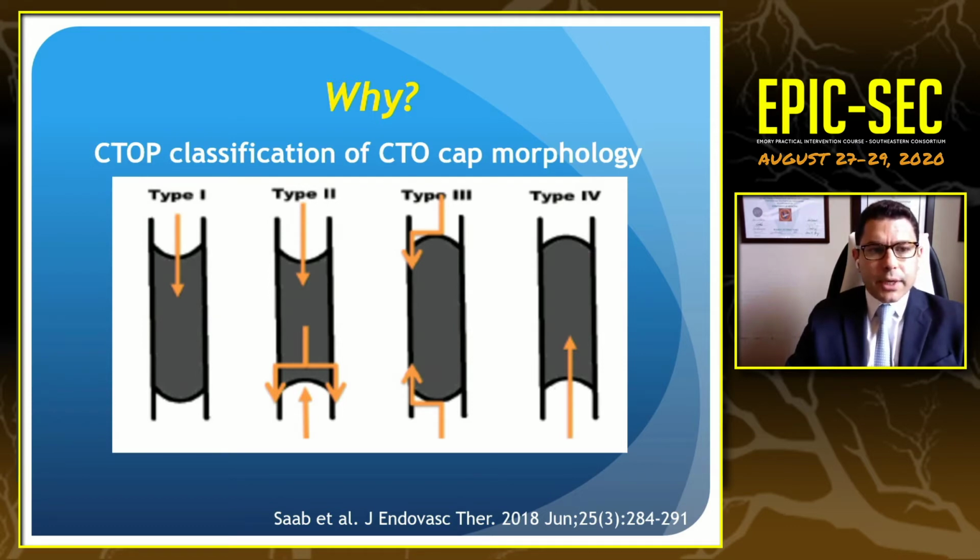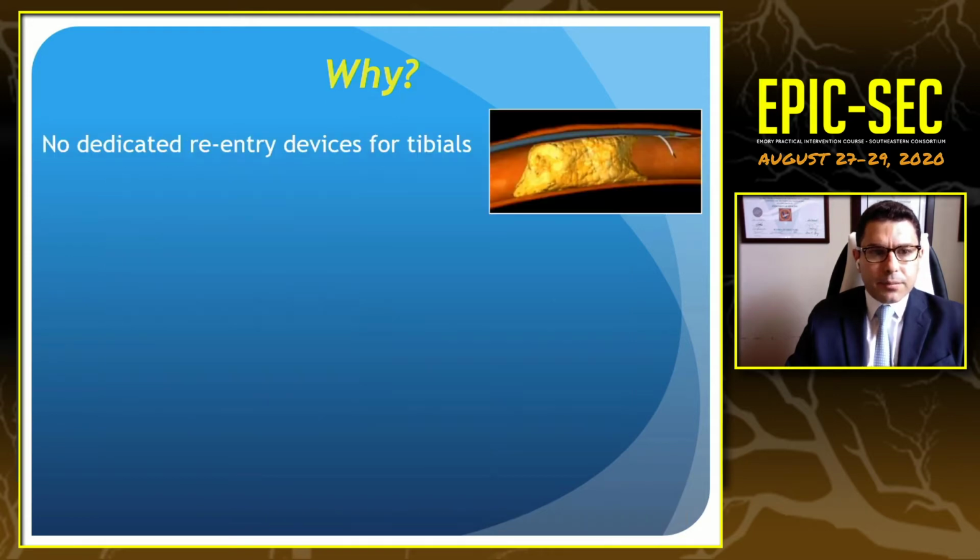Another aspect is the convexity and concavity of the proximal and distal caps, which has to be taken into account in the selection of arterial access in a CLI case, and will definitely affect success rate. And this is the CTOP classification, which classifies that from 1 to 4, depending on the convexity and concavity of the proximal and distal caps, and we take that into consideration in a lot of cases.